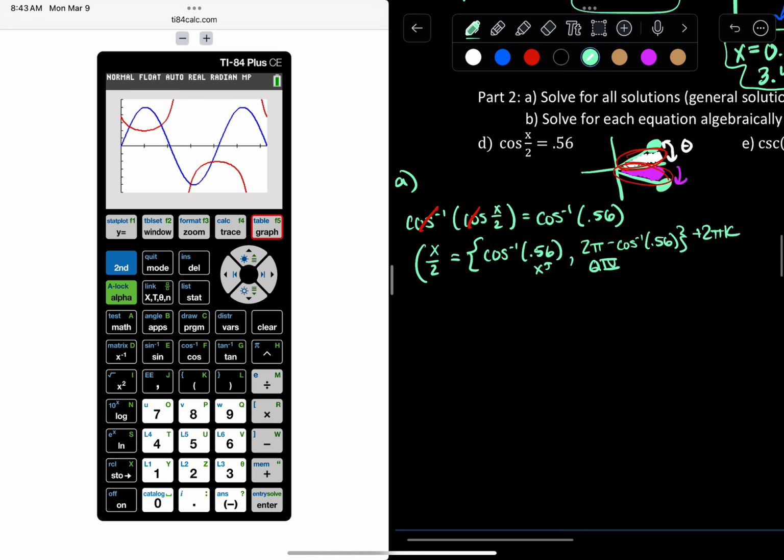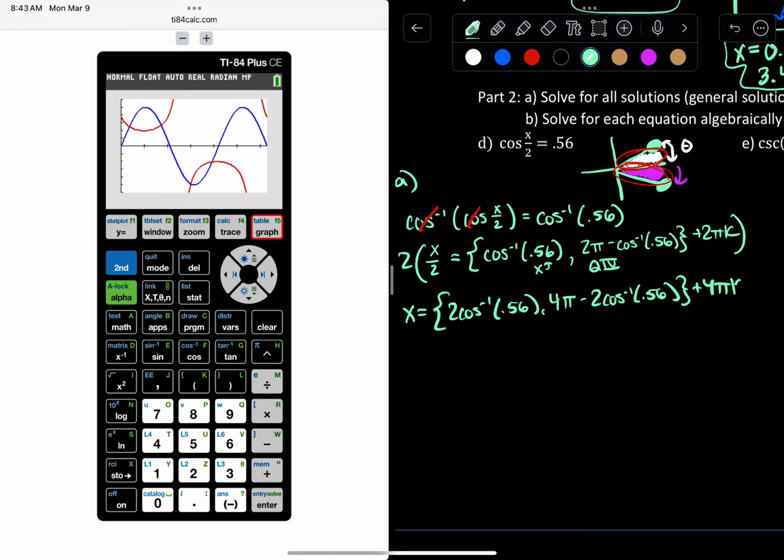All right, so now we're going to multiply everything by 2. So I end up with x is equal to 2 times inverse cosine of 0.56, and then 2 times 2 pi will be 4 pi, and then minus 2 times inverse cosine of 0.56, and then we'll close the bracket. 2 times 2 pi k will be 4 pi k. So we have that horizontal dilation with a scale factor of 2. So now instead of compressing more solutions in, we are stretching them out so that when we do 0 to 2 pi, we will end up with 1 solution instead of 2 because we're cutting those solutions in half by stretching out cosine.